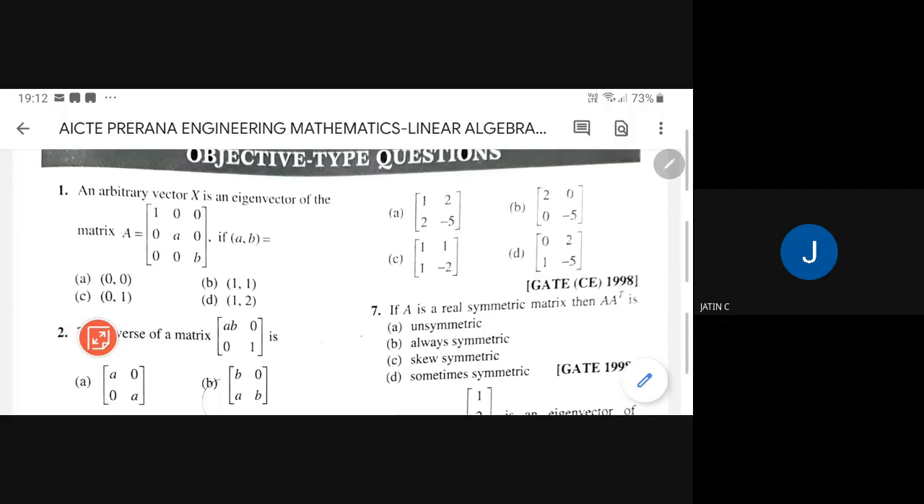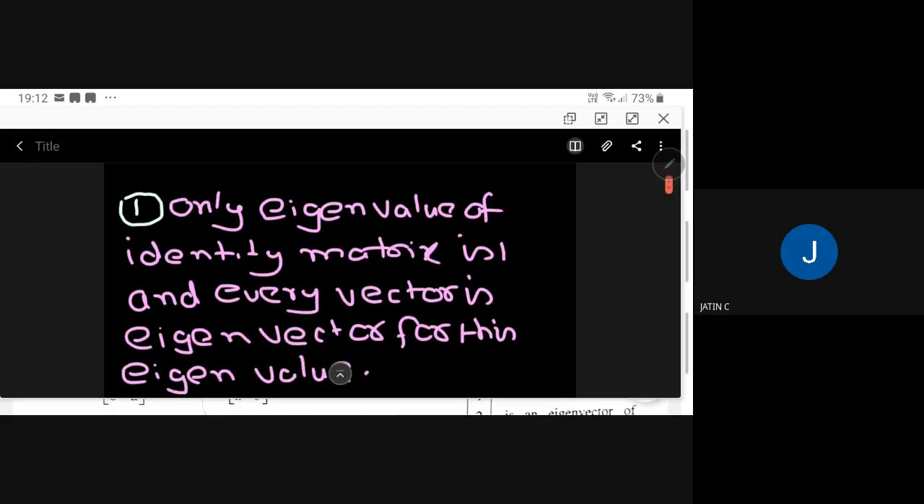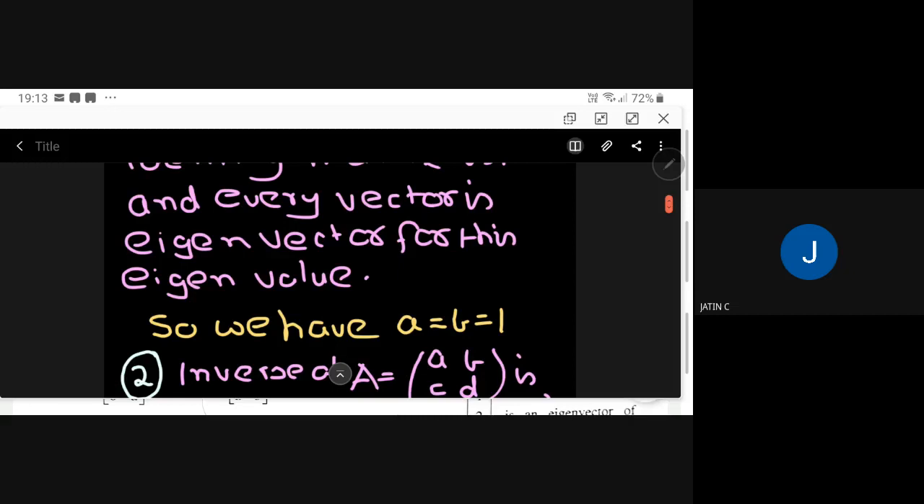For this one, we have to note one thing: the only eigenvalue of the identity matrix is 1. You take any identity matrix, its eigenvalue is 1, and every vector is an eigenvector for this eigenvalue. So we are making use of that result.